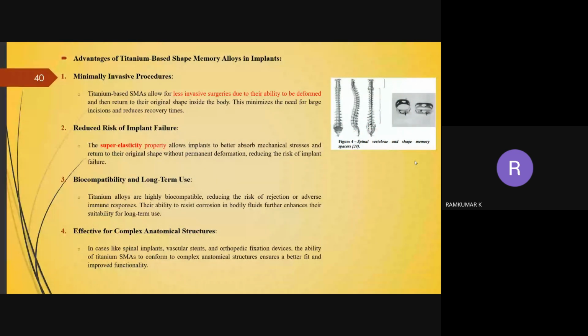So here we have seen the advantages of titanium when it is used in shape memory alloys. When we are using shape memory alloys, less invasive surgeries can be made. For example, there is no need to make a large cut in the body. A smaller cut we can make in the body, and we can do the surgeries. And it has super elasticity properties, so it has a reduced risk of implant failure. The next one, it has biocompatibility and long-term use. The last one, it is effective for complex anatomy structures.